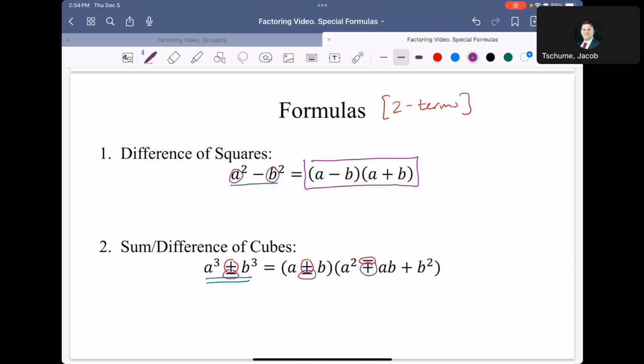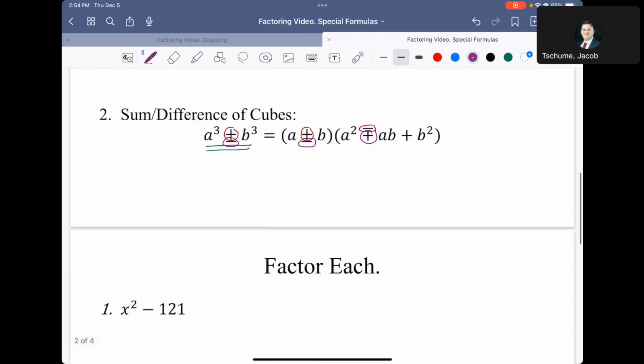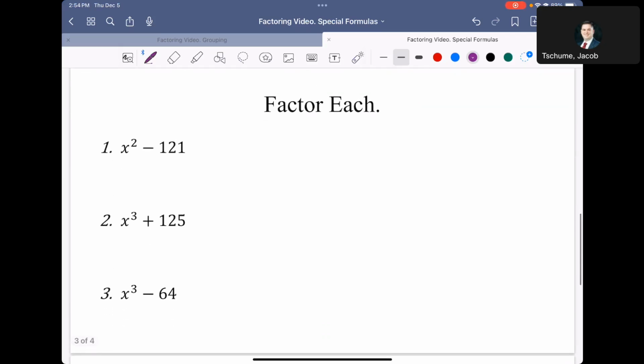In this video, I'm going to show you two examples of each kind that you can use the special factoring formulas for. Let's begin with the first three that are pretty straightforward, and then I'll show you a couple that may be a little trickier that we'll see later on.